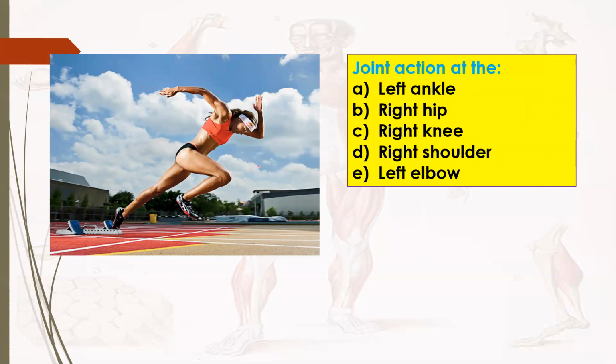And then on this one, joint action at the left ankle, the right hip, the right knee, the right shoulder, and the left elbow. Pause the video here to record your answers before we move on.